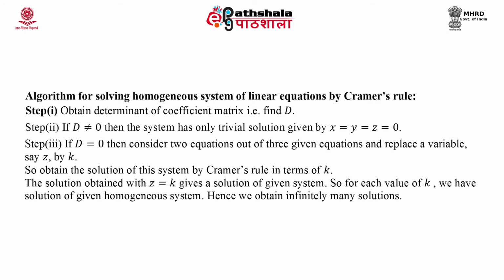Now if d is 0, that is the determinant of the coefficient matrix is 0, then consider two equations out of the 3 given equations and replace a variable, say z, by k. So obtain the solution of this system by Cramer's rule in terms of k. The solution obtained with z equal to k gives a solution of the given system. So for each value of k, we have a solution of the given homogeneous system. Hence we will obtain infinitely many solutions. So if d is 0, then we will have infinitely many solutions of the given homogeneous system of equations.